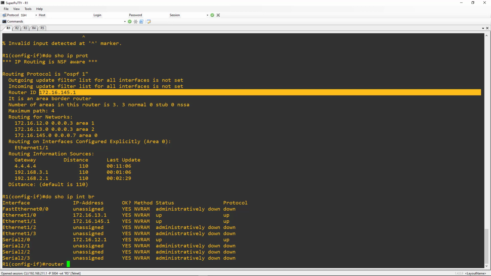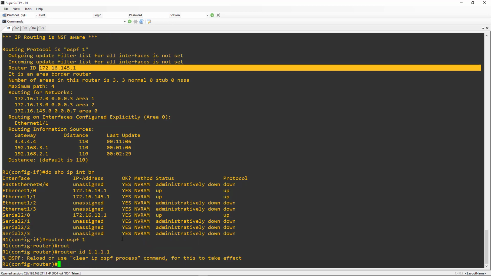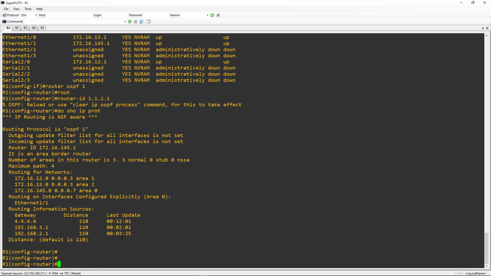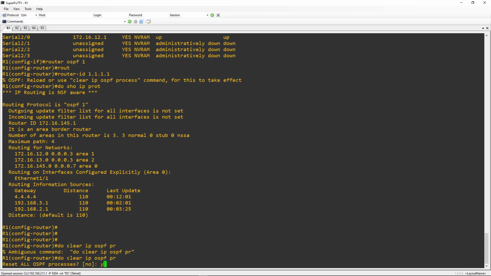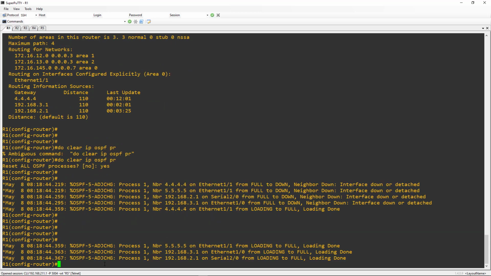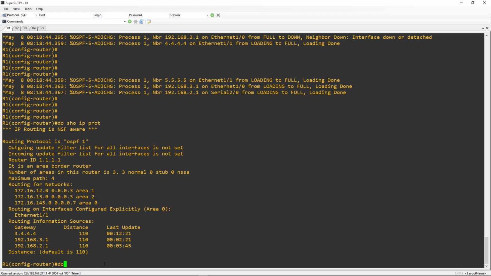So I'm going to go into router OSPF 1, and I'm going to say router ID 1.1.1.1. Now, if I do a show IP protocols, you'll notice that that router ID did not change, and it says here you need to reload the router or use the clear IP OSPF process command to reset that router ID. All right. Now, keep in mind you're going to lose your adjacencies in this particular case, but now if I do a show IP protocols, I can see that the router ID has become 1.1.1.1.